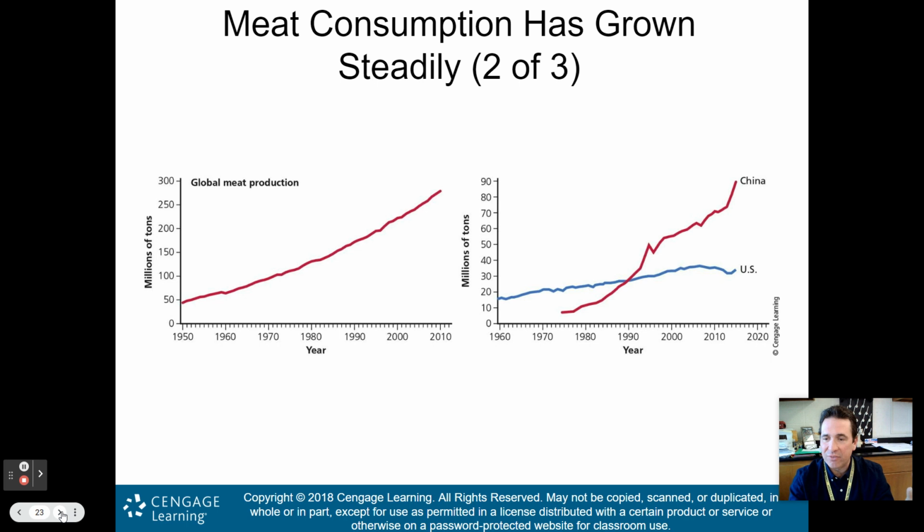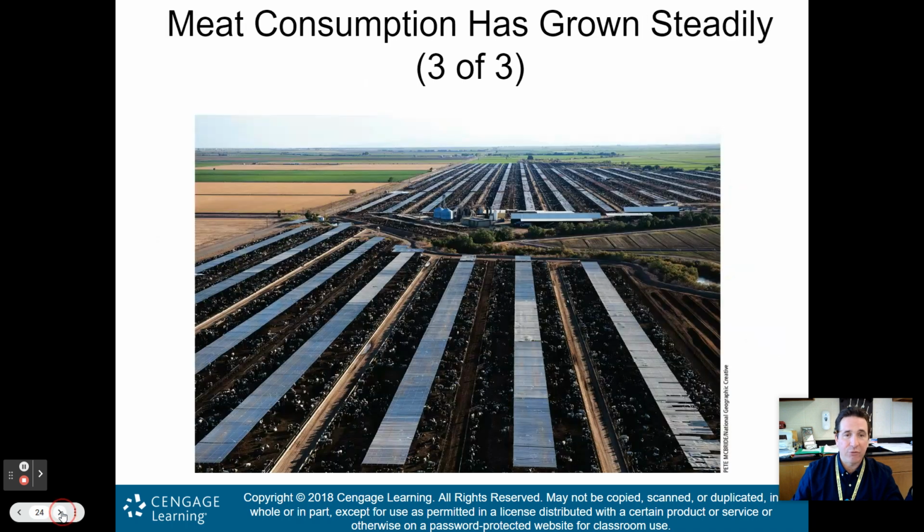We're producing all of this food, all this meat for people to eat to try to reduce the amount of malnutrition and starvation and famine out there. But again, as we're going to learn, not great for the environment.